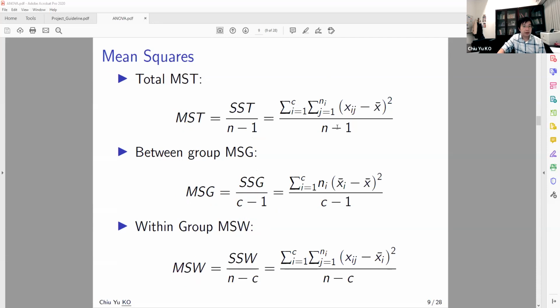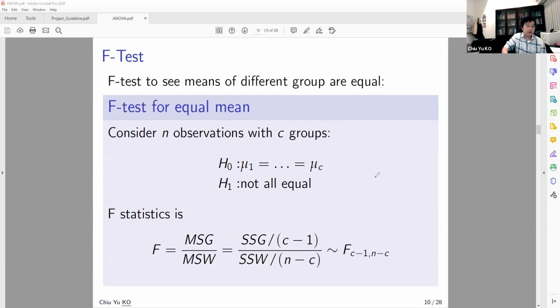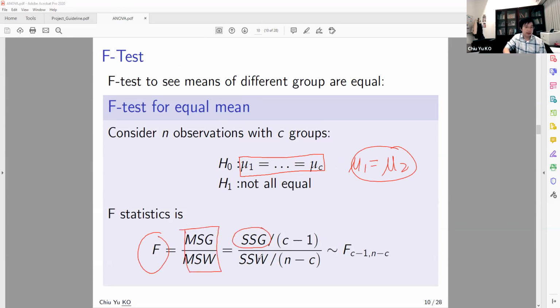But the last line I want to show is, if you want to compare the means of more than one group, remember the t-test compares just two. Now you compare more than one group, so you do an F-test and compare MSG and MSW, which are nothing but SSG and SSW divided by the degrees of freedom, C minus 1 and N minus C. So that is the F-test. That's what I want to say today. We'll talk about this again next class together with the proof.